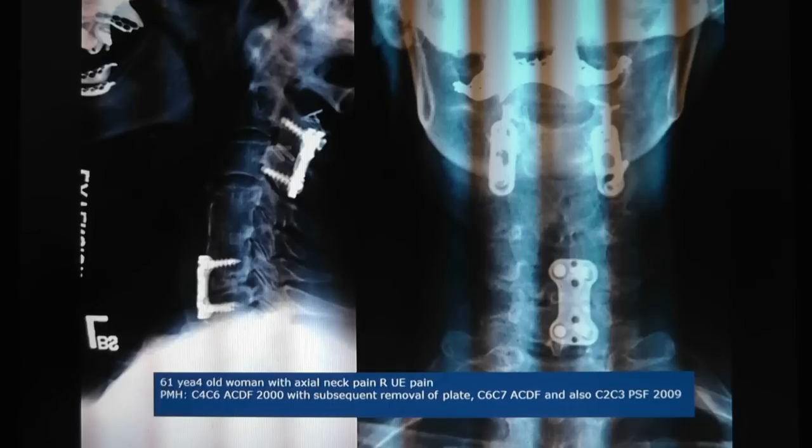And just so you know, we do that. No, not on purpose, but we do that. When we put a screw across a joint that's not fused, it hurts.